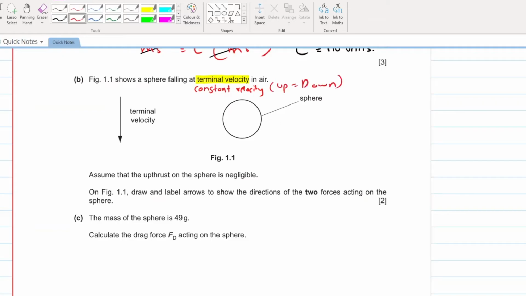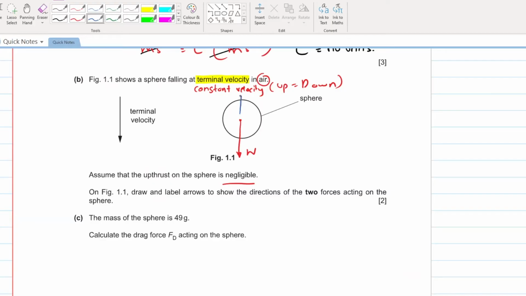Assume that the upthrust on the sphere is negligible. Okay, upthrust is negligible. On figure 1.1, draw and label arrows to show the direction of the two forces acting on the sphere. First of all, what force will act on the sphere? Its weight. Secondly, if you are falling through air, what will be the resistive force?